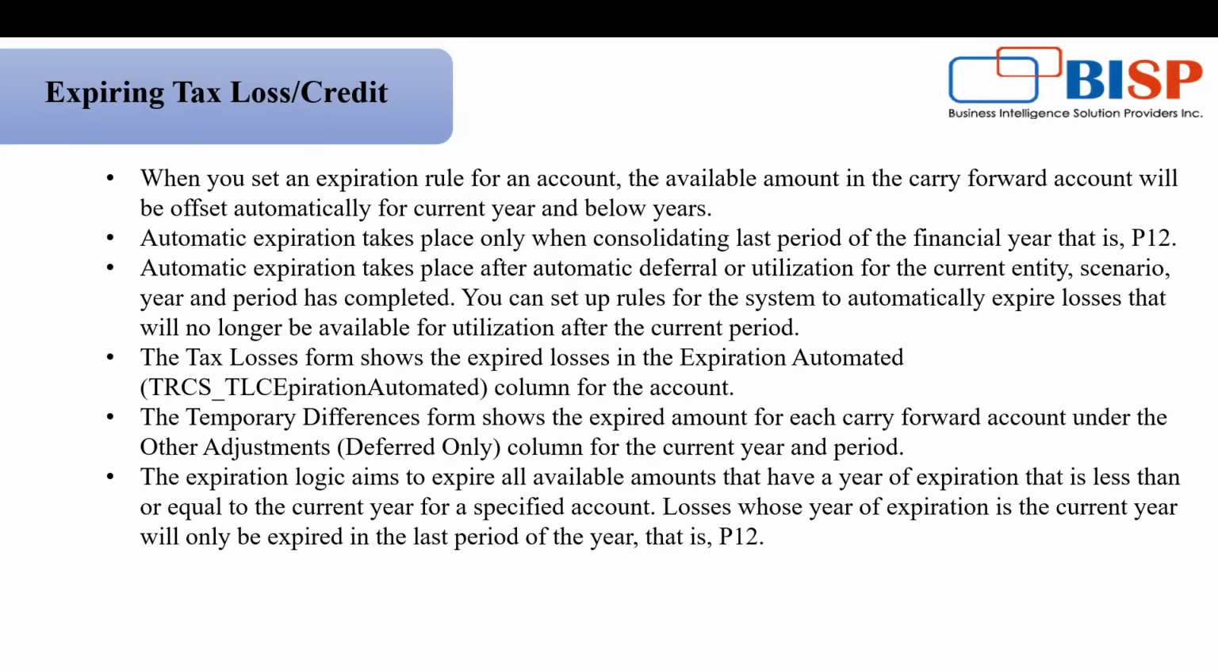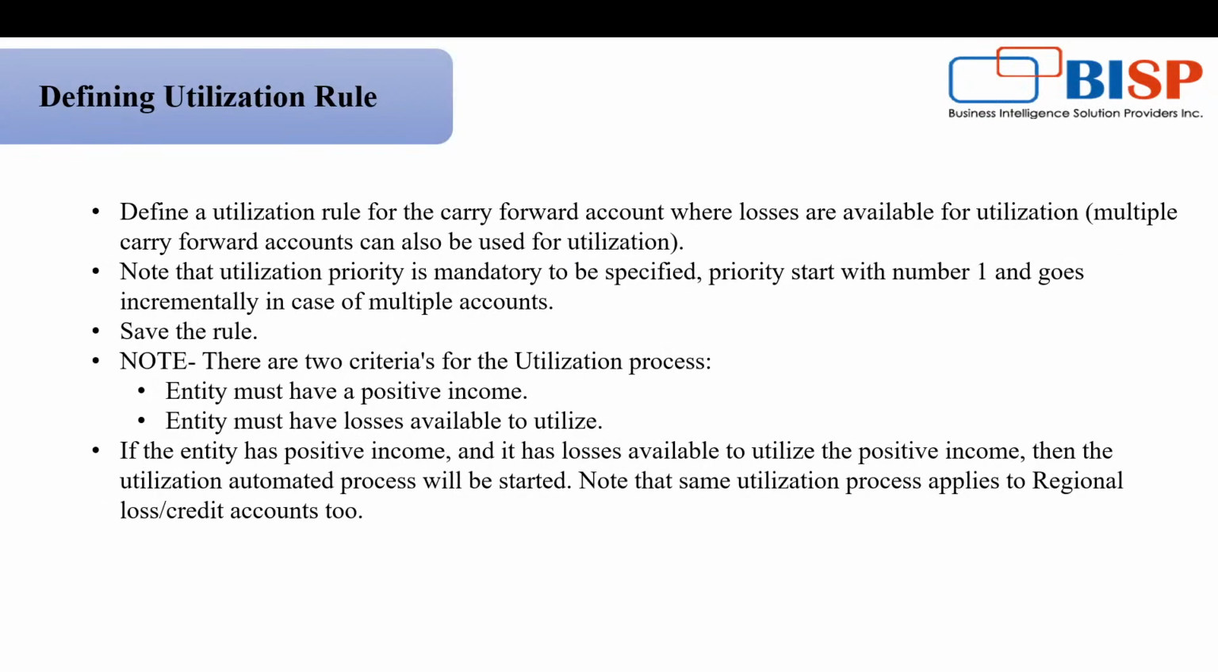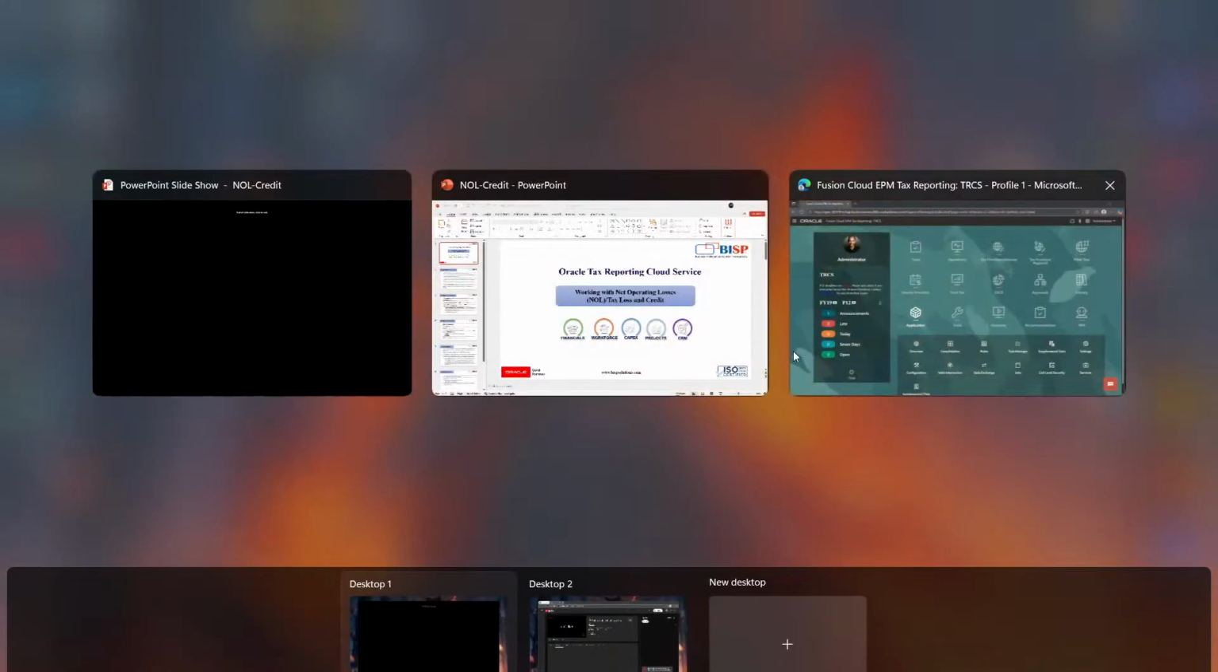If we take an example, this might be complicated as I'm not showing you on the application, but just wait and in 4 to 5 seconds we are just going to switch to it. So this actually shows the mechanism of how the expiring of tax loss and credit works, right? So let's get to our application now.